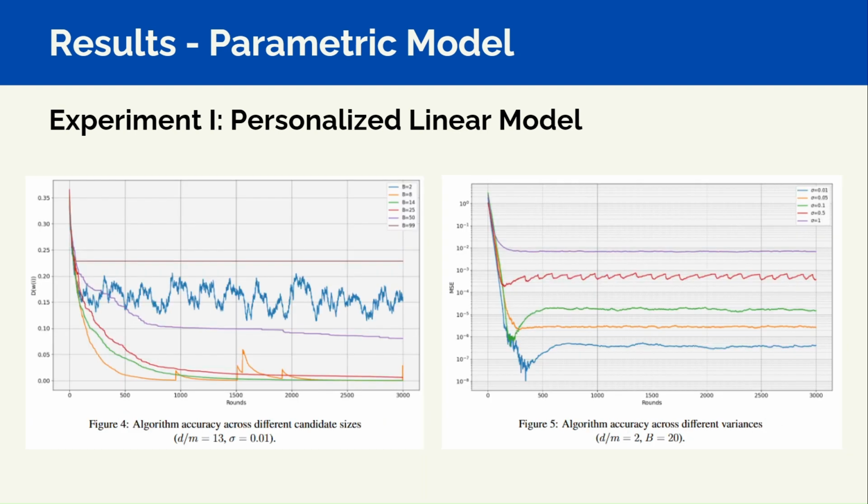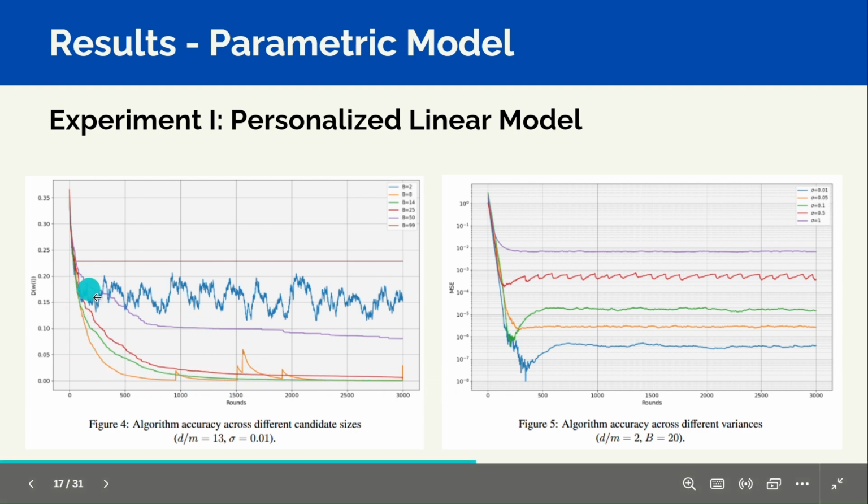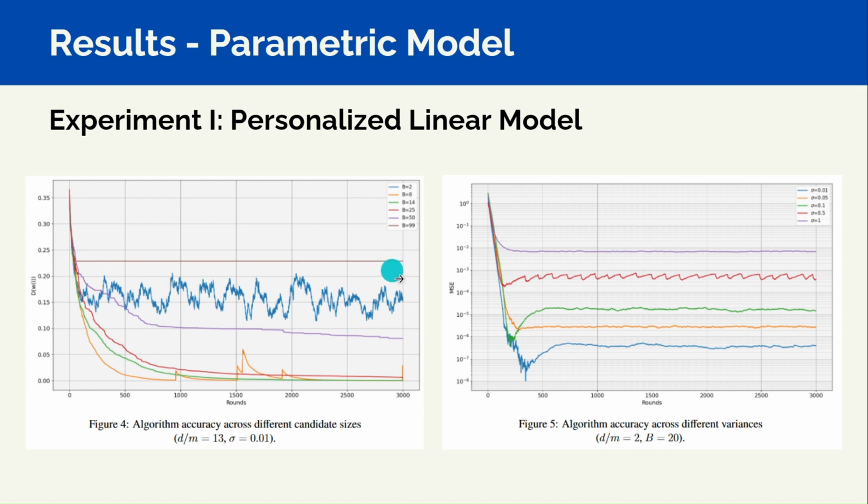Then we test with other parameters as well, such as candidate size. We can see that too few candidates would give kind of poor performance, but too many candidates will also give a poor performance. Here, for example, we have 2 candidates. It's very poor right here, but for 8, it's better. When we have more, the loss becomes higher.